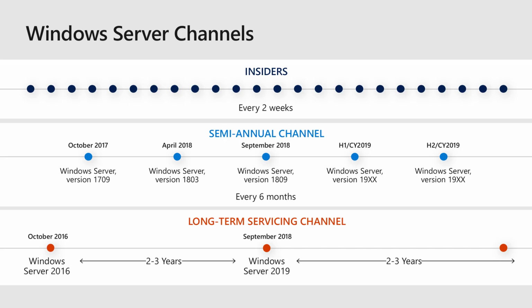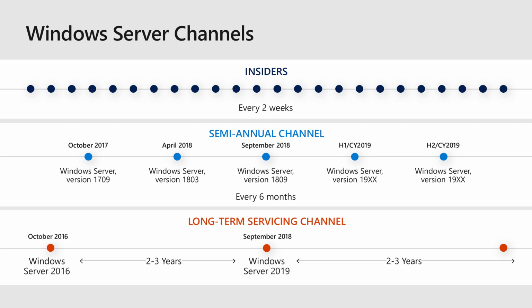The semi-annual channel was introduced in October 2017. Semi-annual channel started with Windows Server 1709, the next one is 1803, the latest one is 1809. It was introduced with Windows Server 2019, and we will have additional semi-annual channel versions next year.